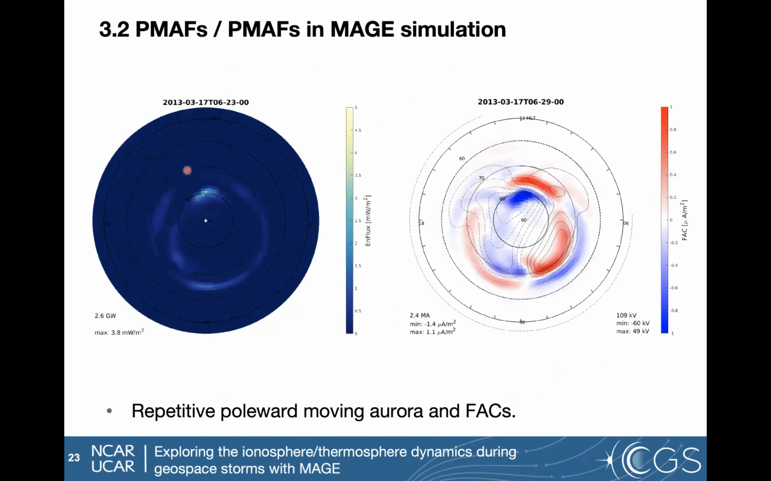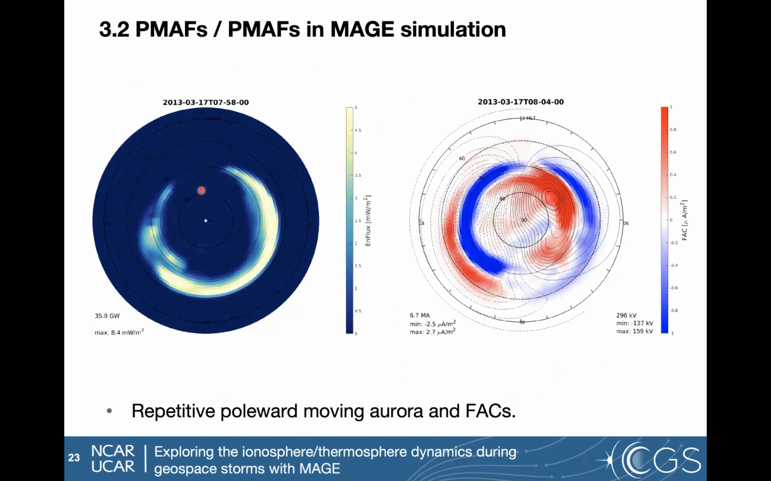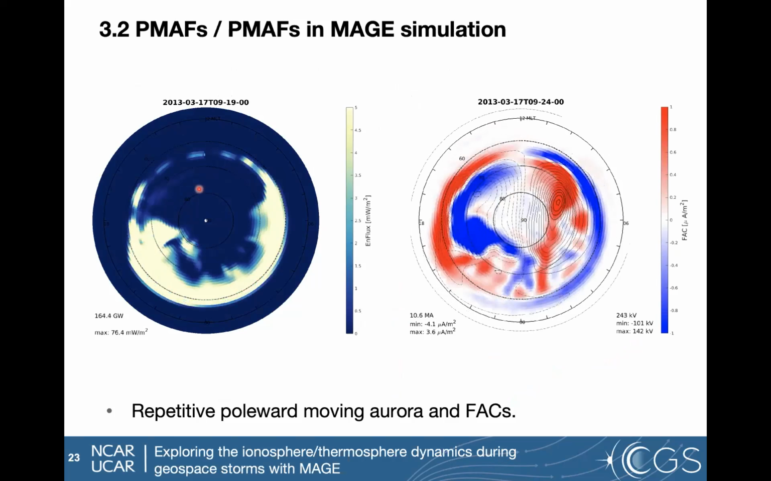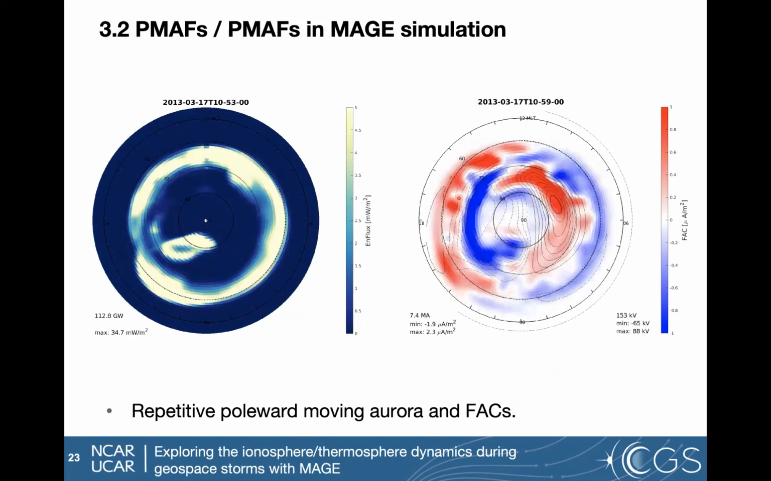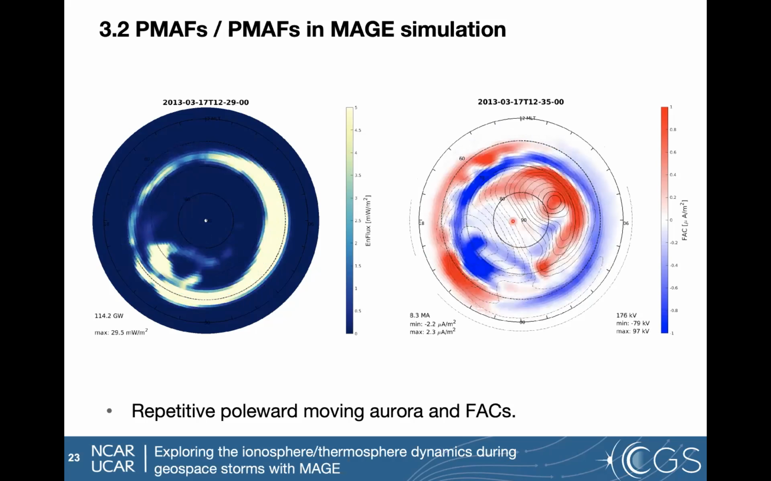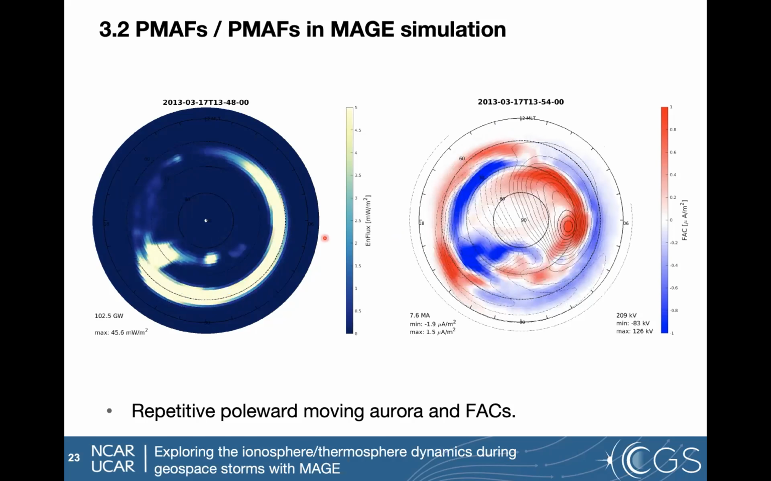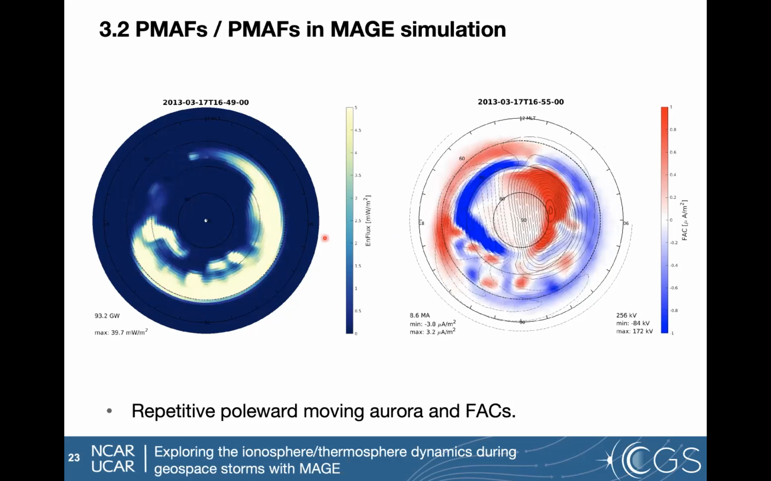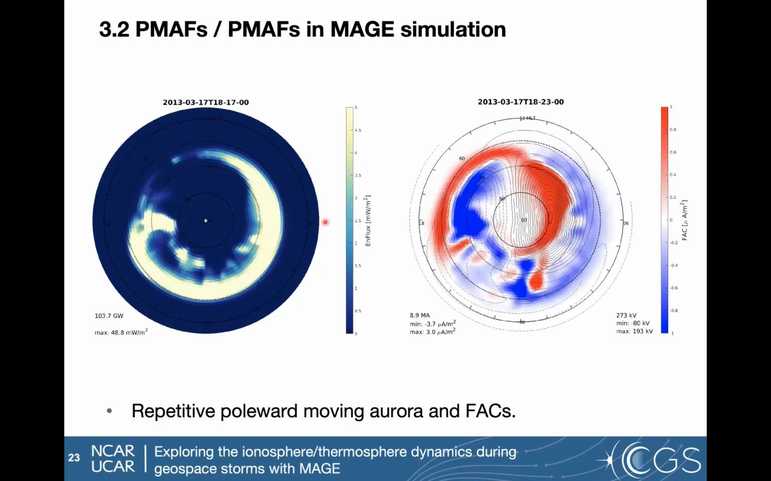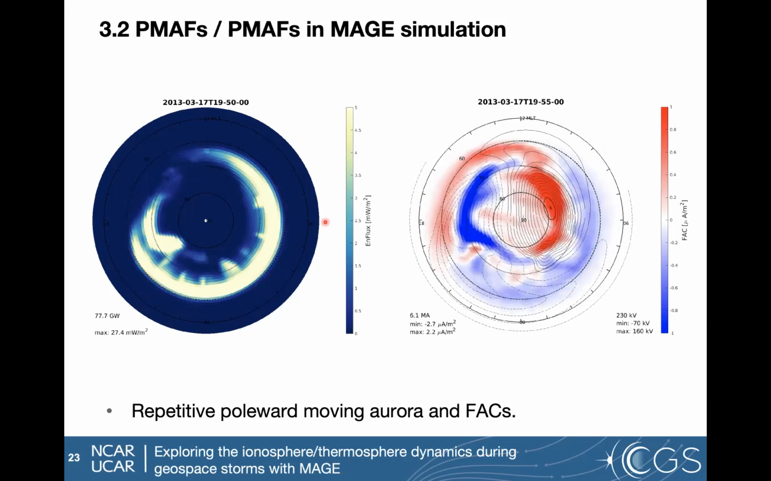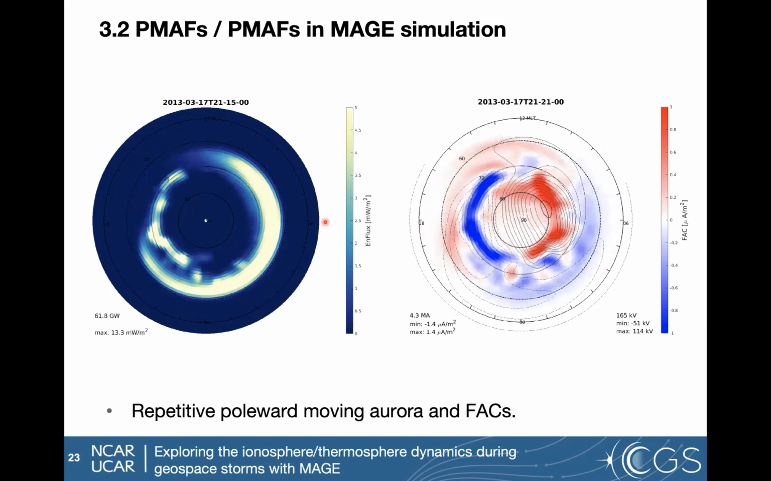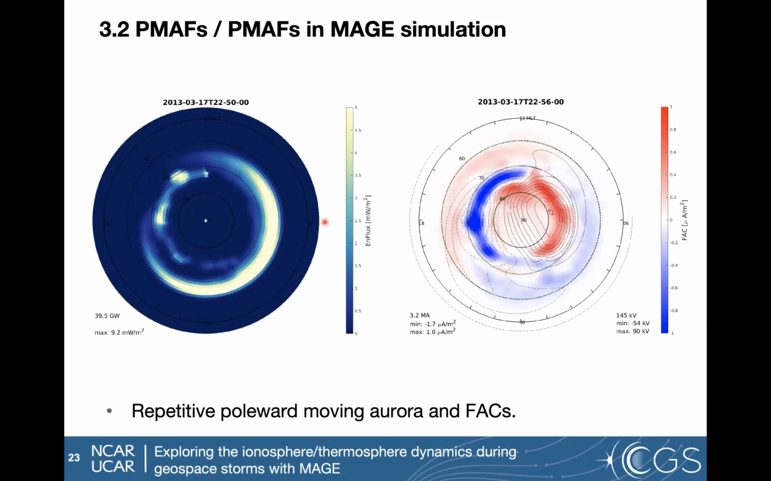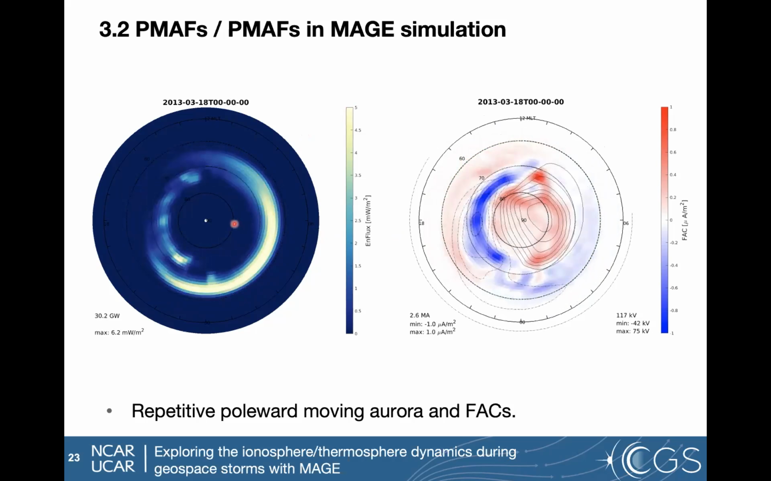On the left-hand side, I'm showing the aurora energy flux. As you can see, the forms are moving poleward from the day side and enter the polar cap. The right-hand side is the field line current, where you can also see those poleward moving forms. These PMAFs are repetitive, and we can see the structures in both the aurora energy flux and the field line currents. I'll just wait for the animation to finish. Here I have to saturate the color bar a little bit because the day side aurora is generally weaker compared to the night side, so that we can see the PMAF signatures more clearly.